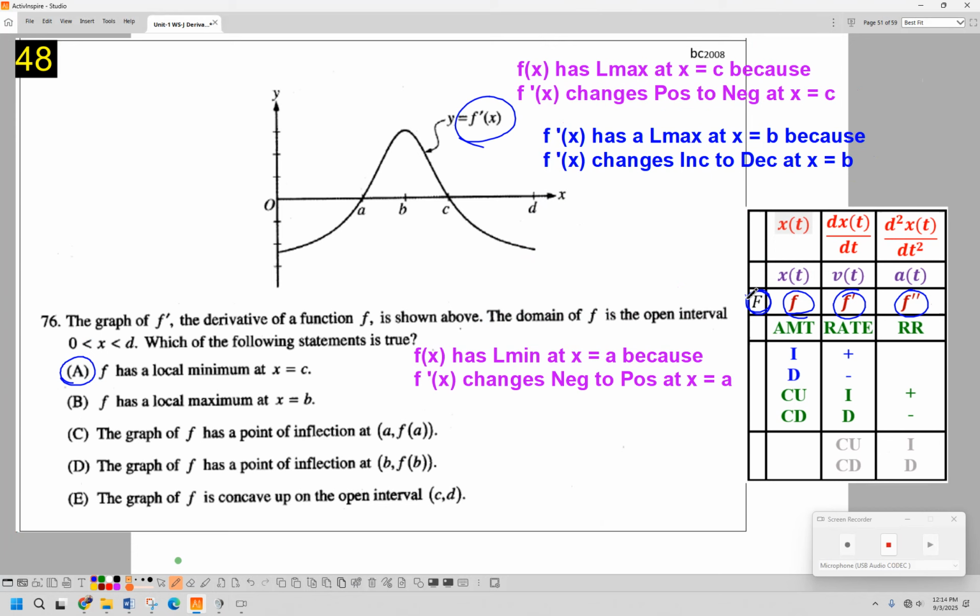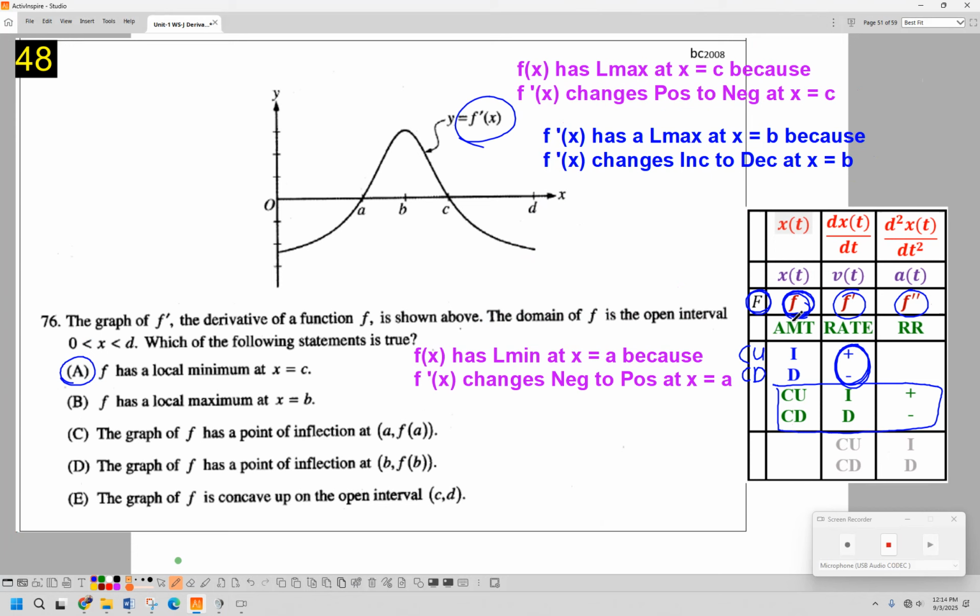Look at the pattern. These three relate by this relationship right here. That's how they relate to each other. That means I could put over in this column concave up and concave down. So at x equals a, where f prime is changing from negative to positive, this other function called capital F would be changing concavity and would have an inflection point. But that's not this function, small f.